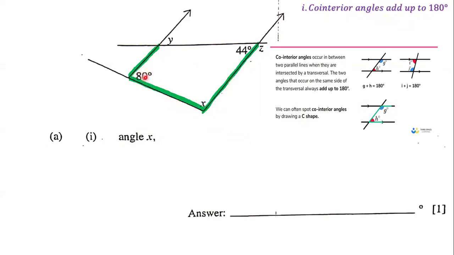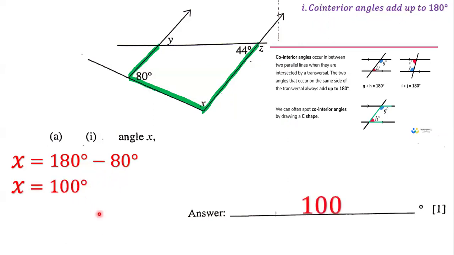That means that this angle, whose size is 80 degrees, and angle X are co-interior angles. And what do we know about co-interior angles? Co-interior angles add up to 180 degrees, which means that this angle of 80 degrees and angle X, when we add them together, must give us 180 degrees. So if we want to determine the size of angle X, we must subtract. We have 180 degrees minus 80 degrees, which is definitely going to be 100. And so the size of angle X is 100 degrees.